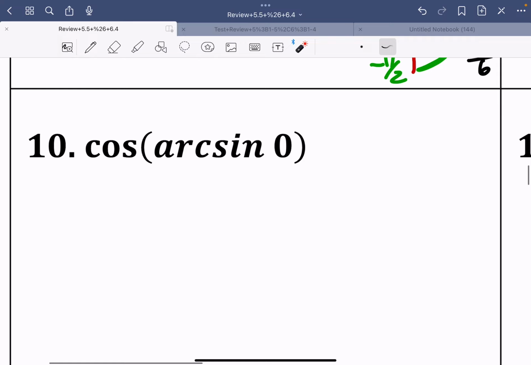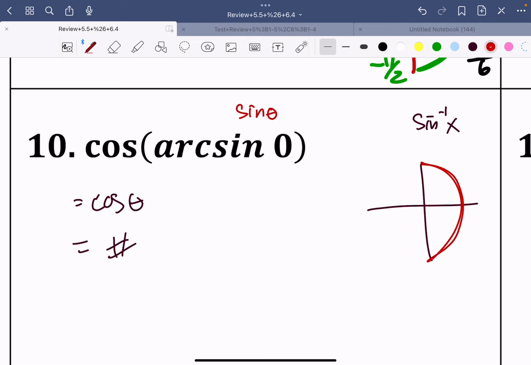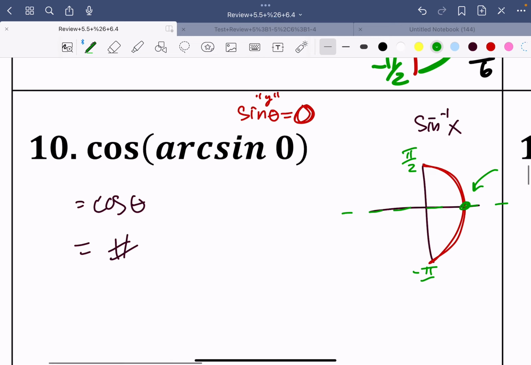Now, arc sine of 0 is going to give us a theta, and then we're going to take the cosine of that theta to get an answer, a number. So arc sine, I do sine inverse, and I know I restrict myself to the right-hand side. And I want to know, where does the sine of some mystery angle get you 0? Well, that's saying that my y is 0, so it must have been right here at 0 radians. So this is really the cosine of 0 radians.